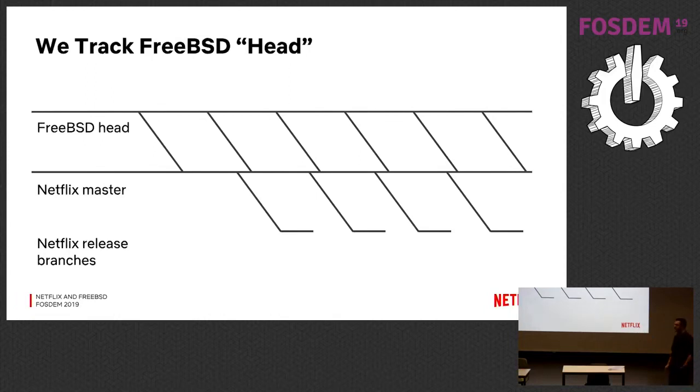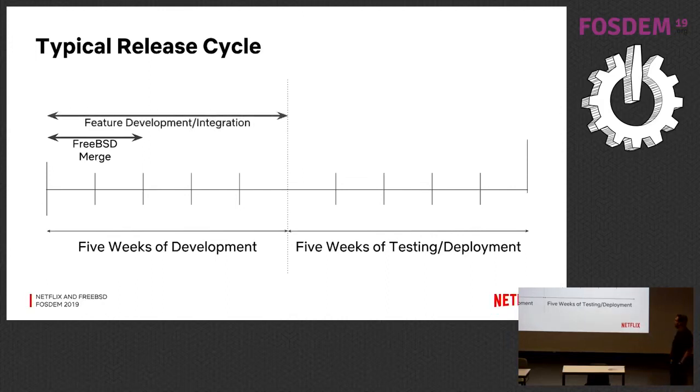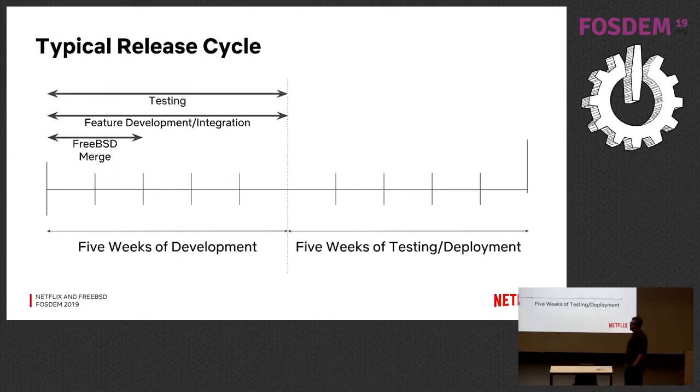And we shoot to have a release just about once every 5 weeks. Our typical release cycle is 5 weeks of development, followed by 5 weeks of testing and deployment. So there's 2 releases in flight at any given time, one in development, one in testing. We start off with a merge from FreeBSD head close to the start of the development process. Then throughout the 5 weeks, we're doing feature development and integrating our features into the master branch with the other features that have been developed. And of course, we're doing continual testing throughout the 5 weeks.